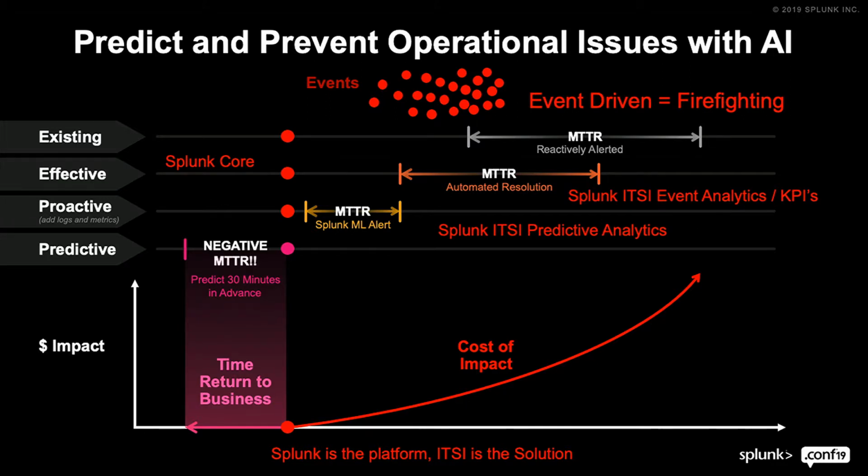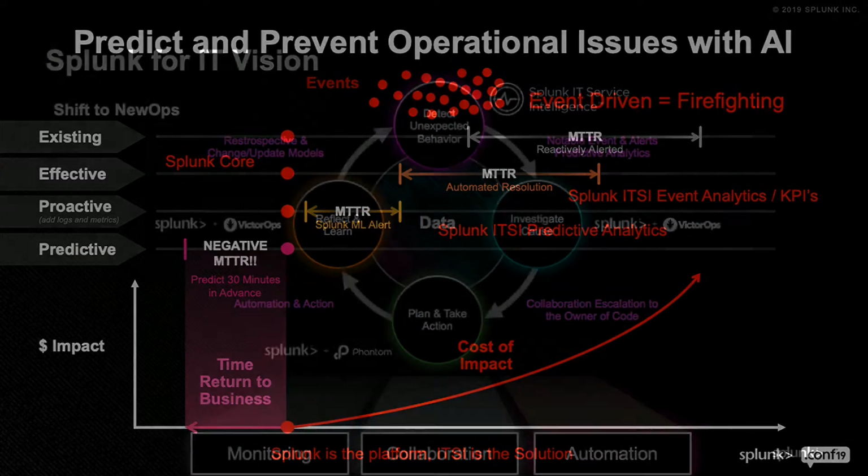That's where we start getting into using Splunk Core, but also using ITSI event analytics with KPI driven. And then real MTTR reduction, we can start getting in with predictive analytics, maybe the start of it, but really ML-based alerting. And then negative MTTR is where we start really predicting that score. We've got some pretty cool use cases out there around it.